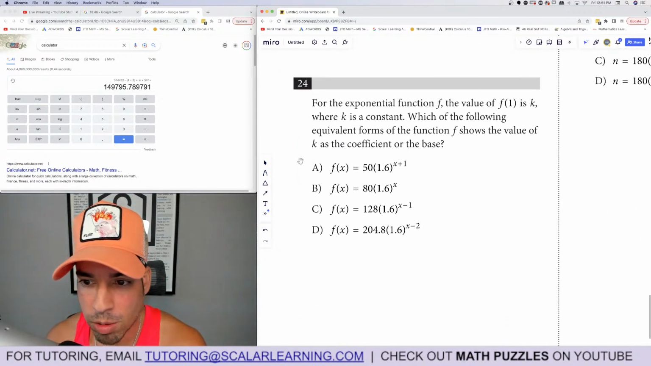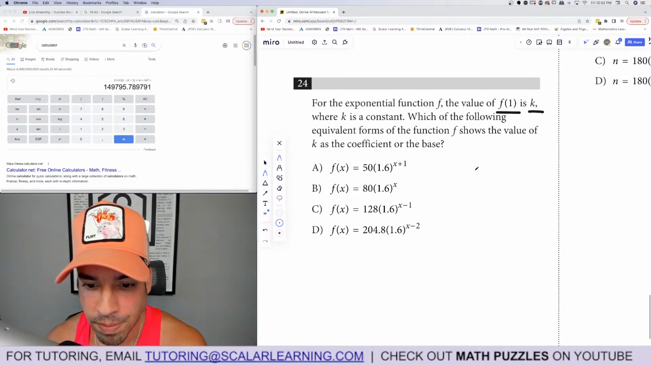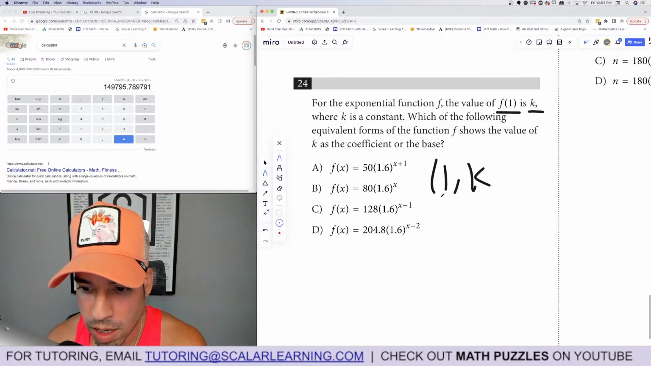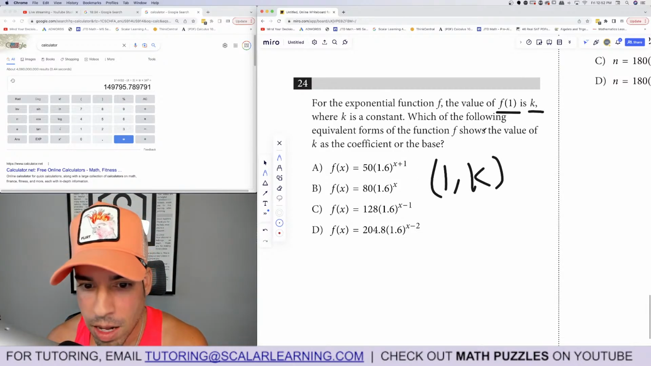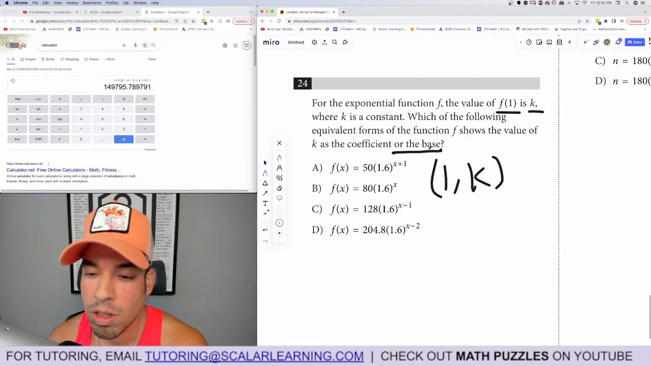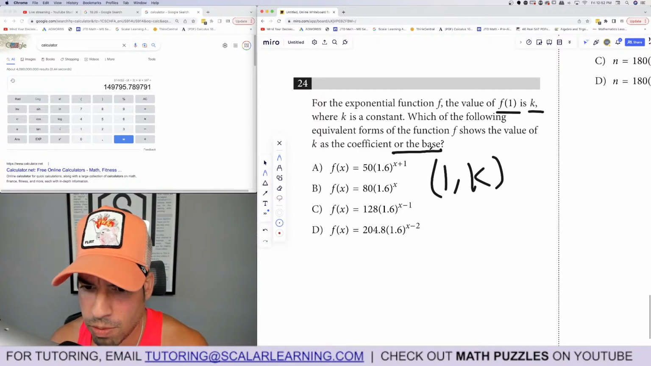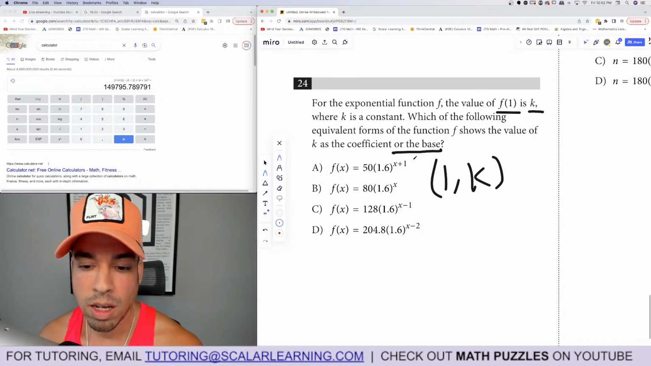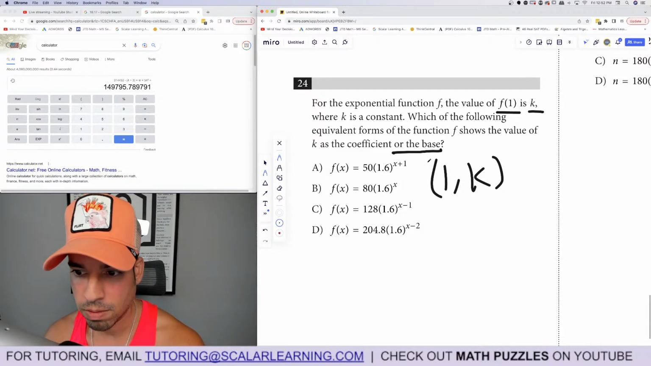Number 24, for the exponential function, f of 1 is k. So that means the point 1 comma k. Which of the following equivalent forms of the function shows the value of k as a coefficient? What? As a coefficient or the coefficient of the base, do they mean, or the base? I'm so confused. Okay. I feel like maybe this is a typo. As the coefficient or the base.